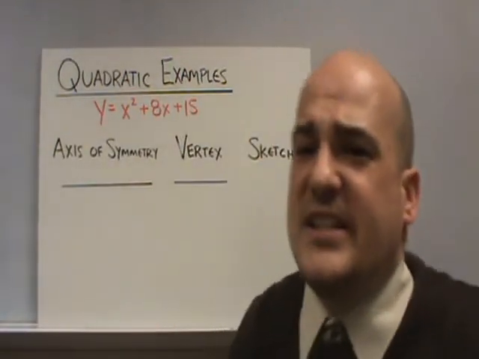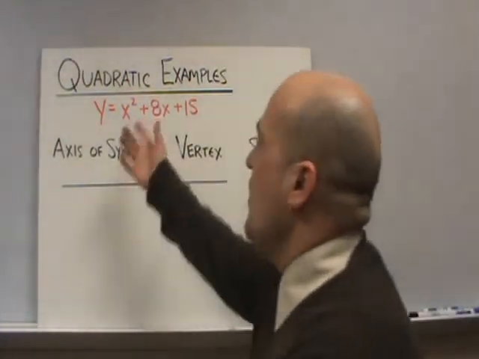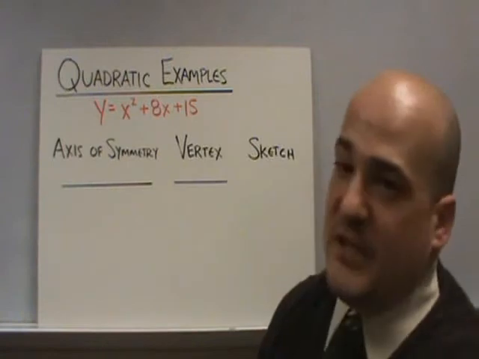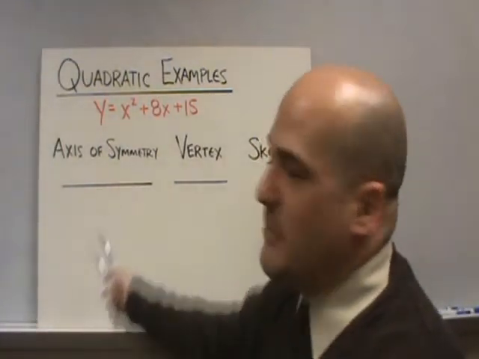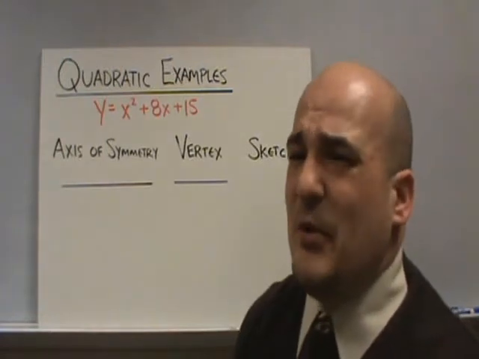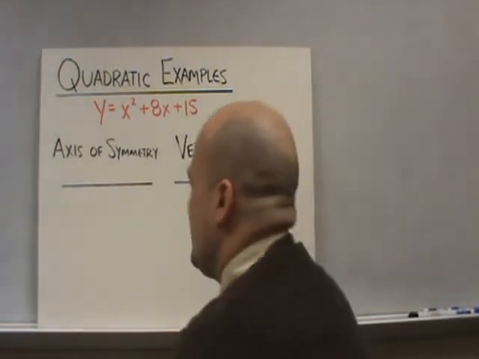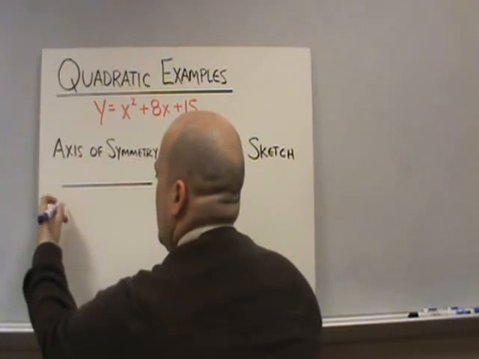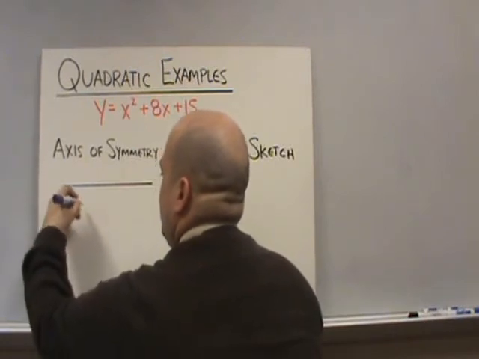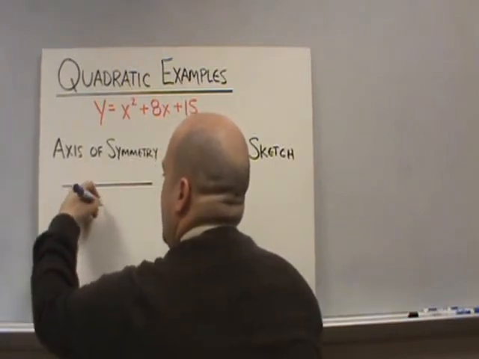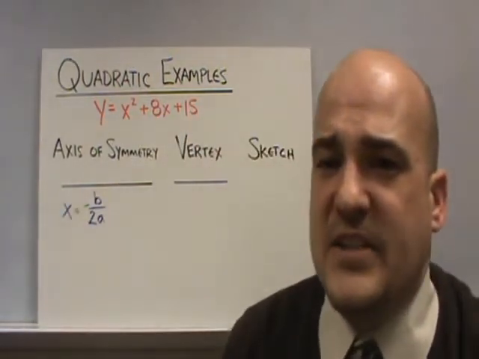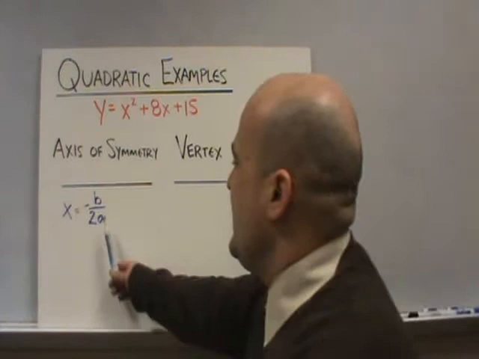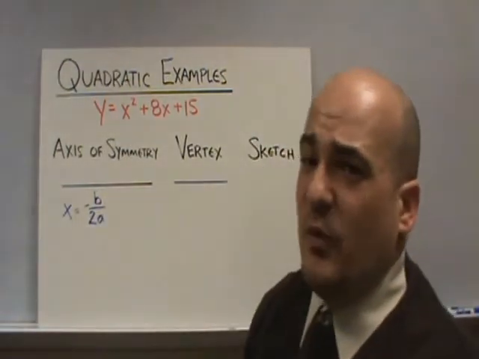All right, so let's look at this example here. We've got a quadratic equation, y equals x squared plus 8x plus 15. The first thing we want to look for is our axis of symmetry. If you remember, the equation for our axis of symmetry is x equals negative b over 2a. Now we just need to find out what b is and what a is, and we'll be set.